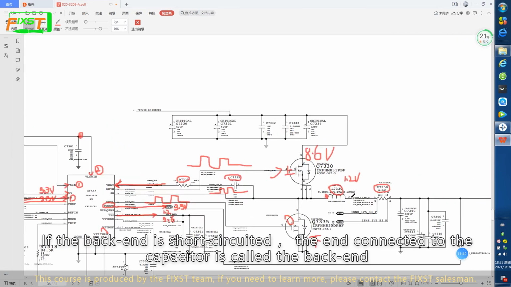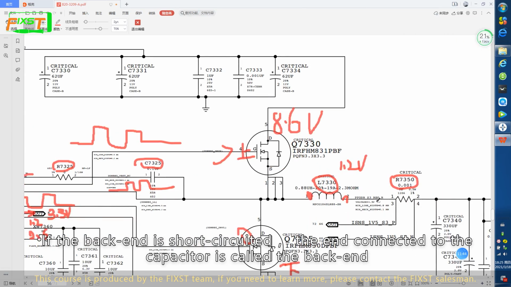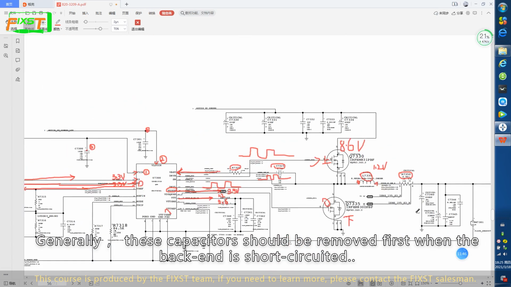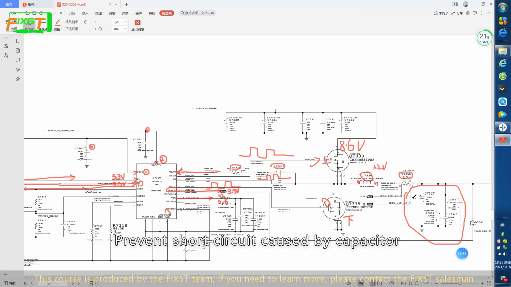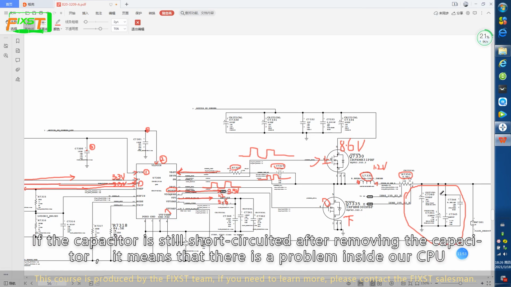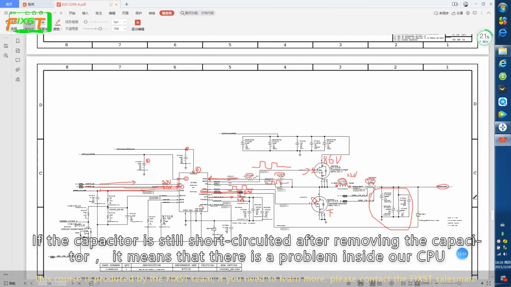If the back end is short-circuited, the end connected to the capacitor is called the back end. Generally, this capacitor should be removed first when the back end is short-circuited, to prevent short circuit caused by the capacitor. If it is still short-circuited after removing the capacitor, it means that there is a problem inside the CPU.